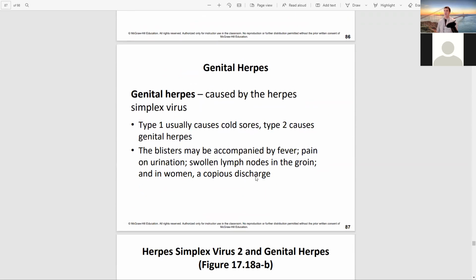So genital herpes is caused by the herpes simplex virus. Type 1 usually causes cold sores. Type 2 causes genital herpes. The blisters may be accompanied by fever, pain on urination, swollen lymph nodes in the groin, and in women, a copious discharge.